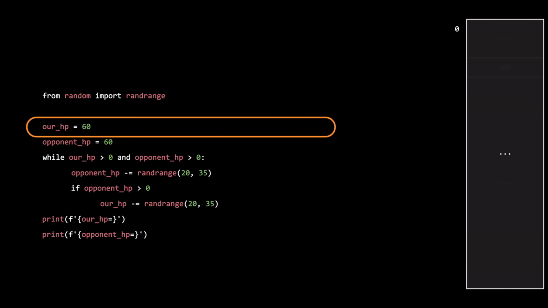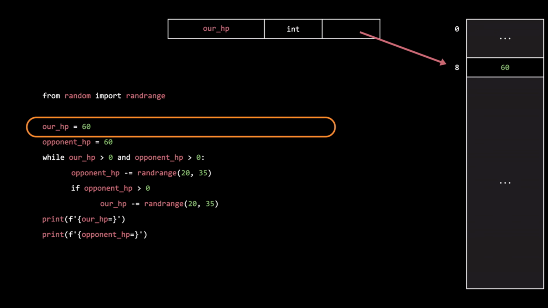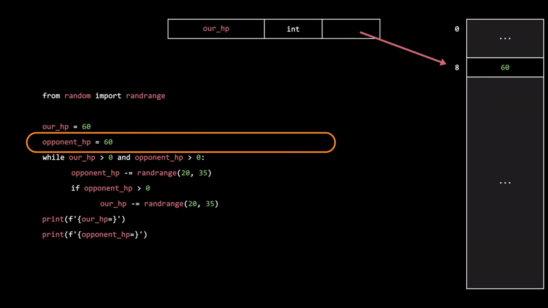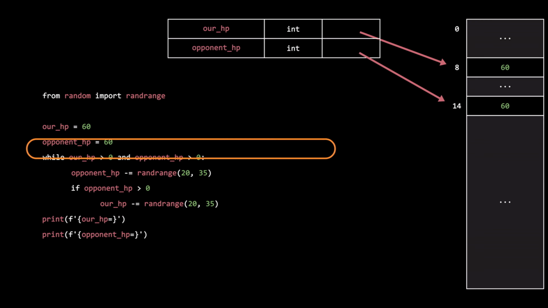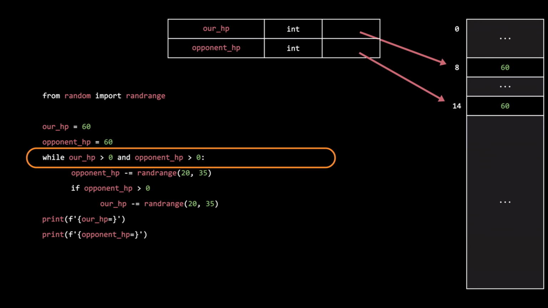Okay, so this program first generates a variable called RHP, and that's presumably the health points of our Pokemon. And another variable called opponent HP, which is the health points of the opponent Pokemon that we're battling. So those two variables are going to be added to the variable table and initialized to 60. And you notice that the while loop here has a condition that gets checked before we even execute the body of the loop the first time.